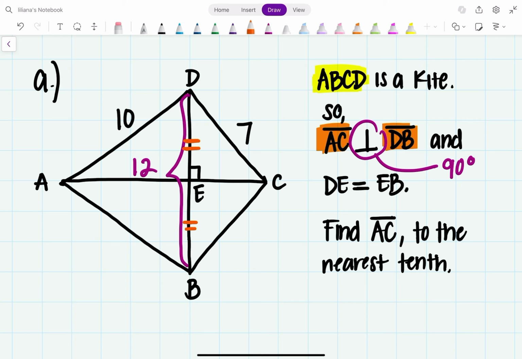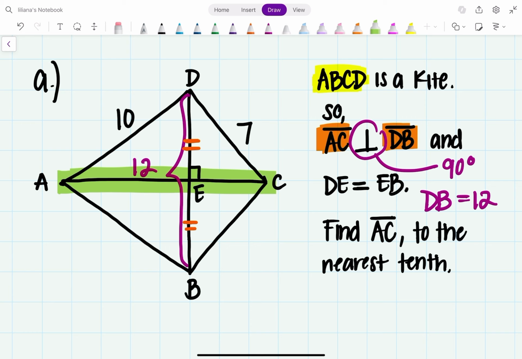Let me write that information down here. They're also telling us that DB is equal to 12. So notice this part here, it's telling us that it's equal to 12. The goal is to solve for segment AC, which is this segment here.